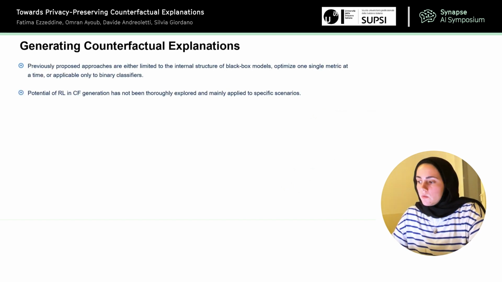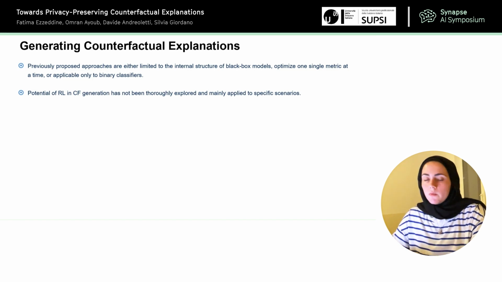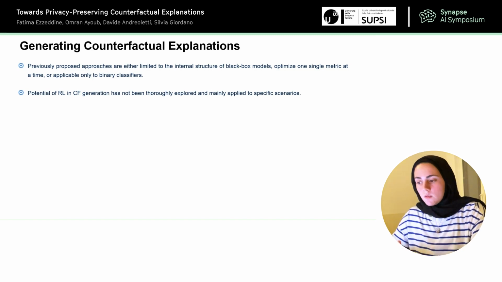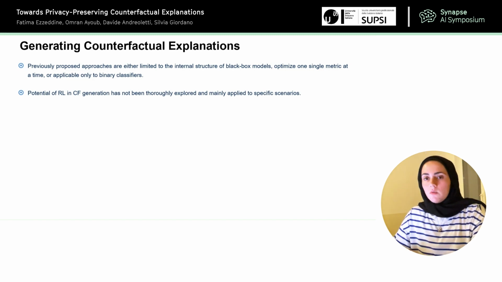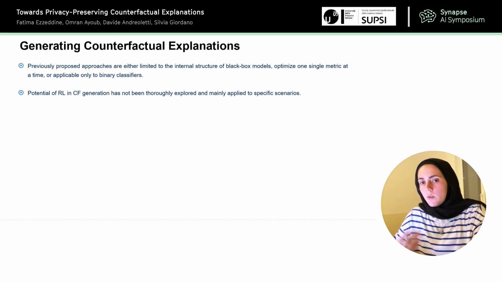But for generating counterfactual explanations, some of them are limited to the internal structure of these black box models. The black box model is the model that we want to explain, and it's said to be a black box since we cannot fully understand the reasoning of how this model is working. It's a complex computation, and some of them are optimizing a single metric, some of them are applicable only to binary classifiers, and some of them have other limitations.